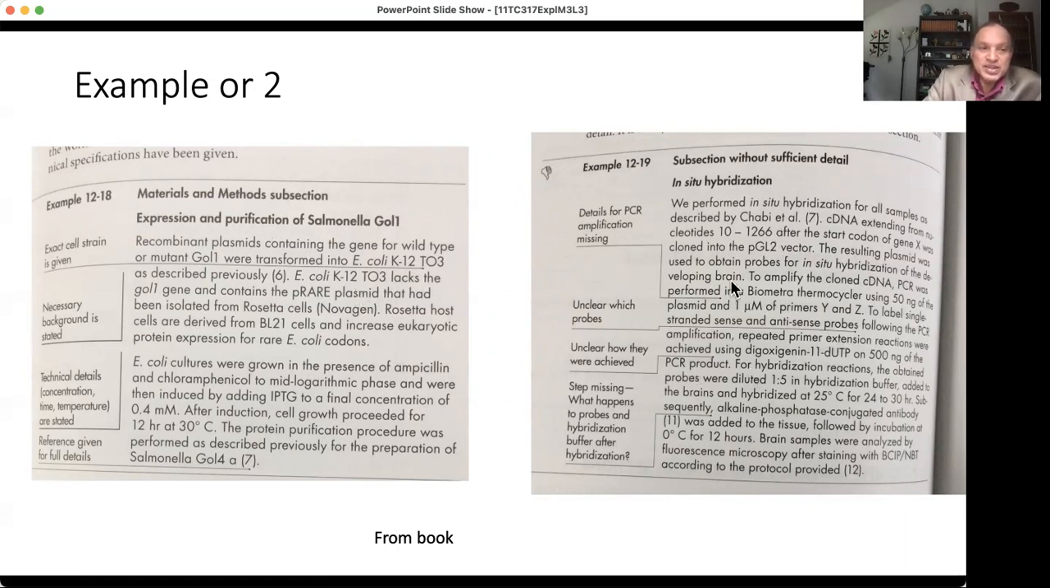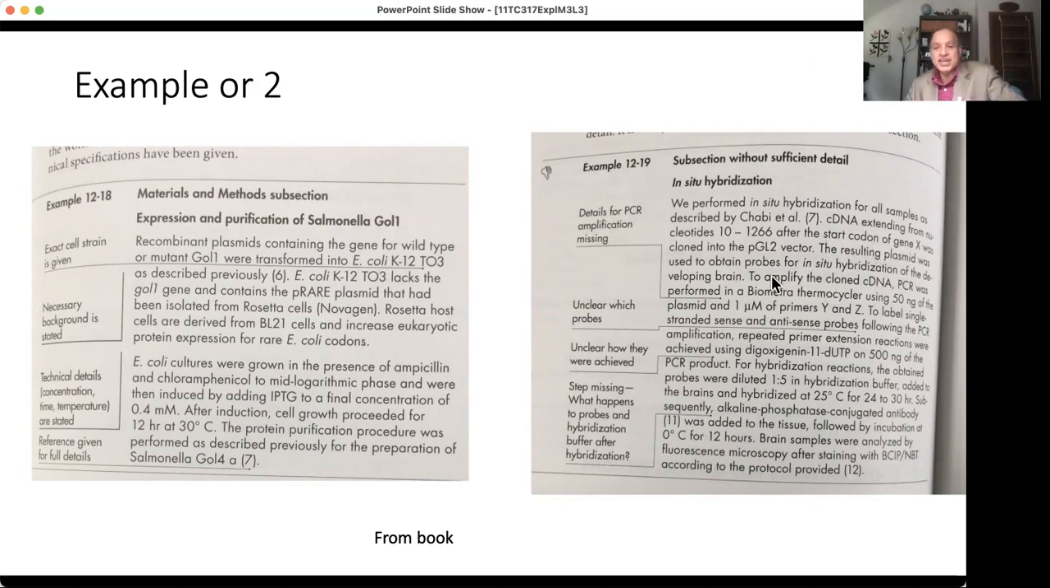Here is a bad one, right? The thumbs down, it says. Thumbs down: section without sufficient detail. In situ hybridization: we performed in situ hybridization for all samples as described by these authors. cDNA extending from, et cetera, codon, and so on and so forth. So what is missing? The details for PCR amplification are missing.